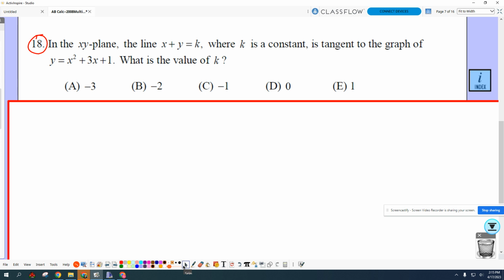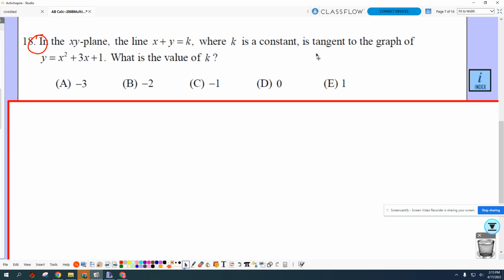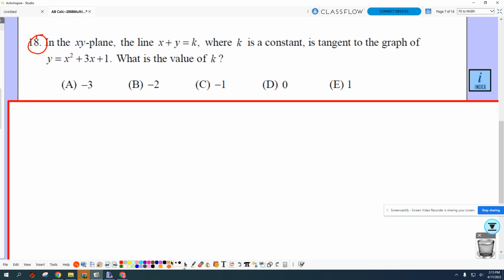Oh, I figured it out. Fight through it. Read the words. What do they mean? You know this. That means parallel? Just solve for K. So because it said it's tangent, it doesn't just touch there, it means the slopes have to be equal there.